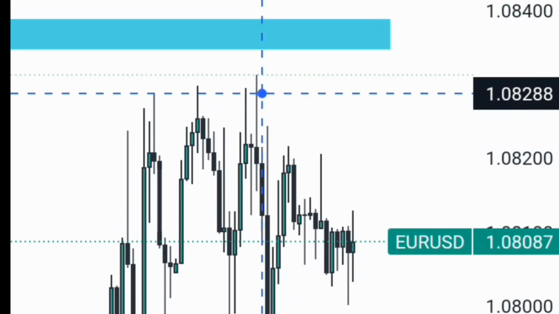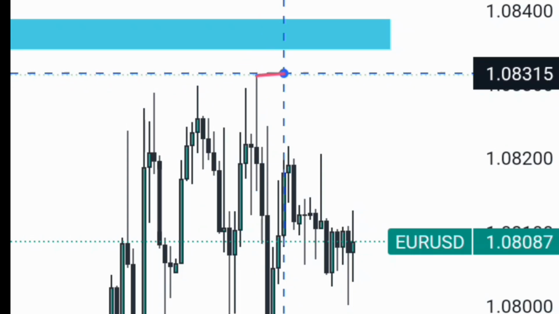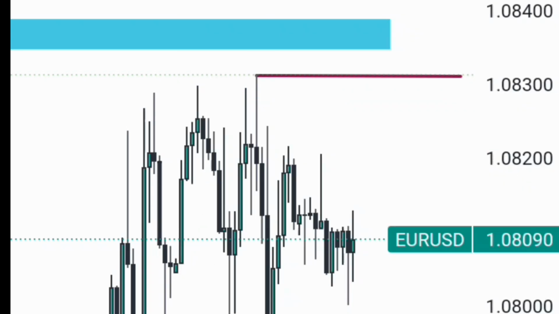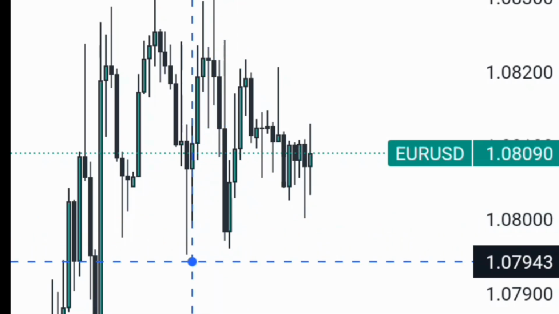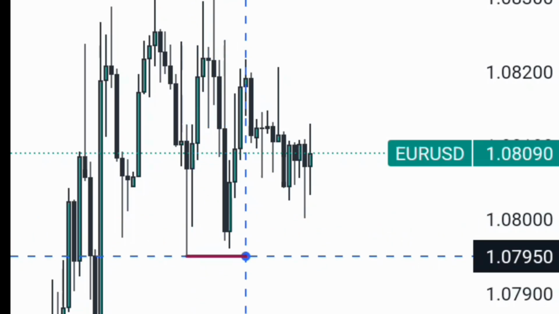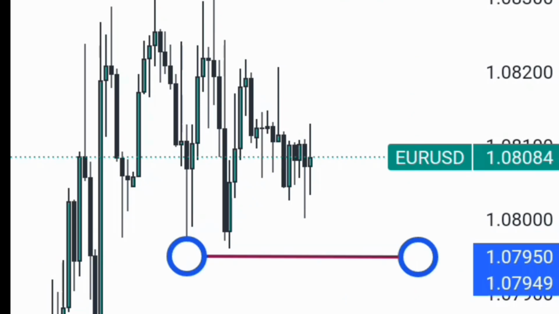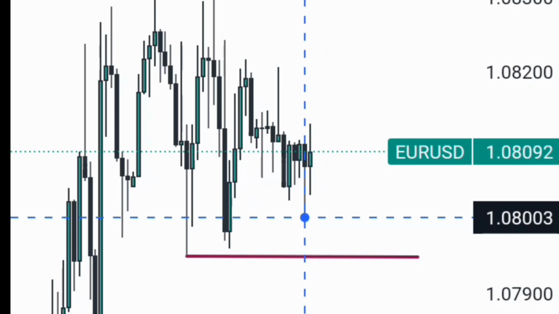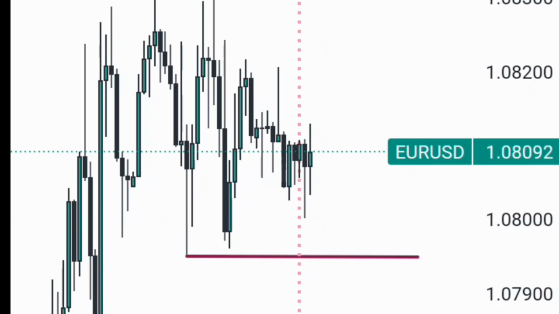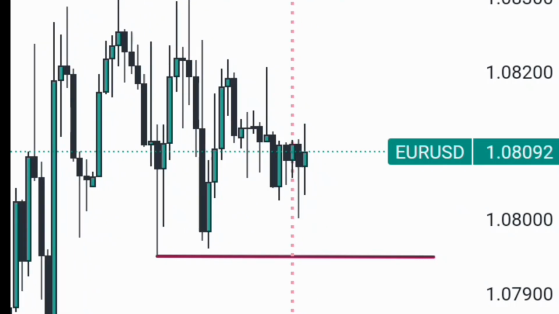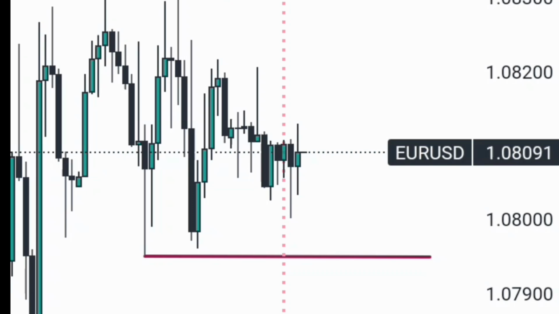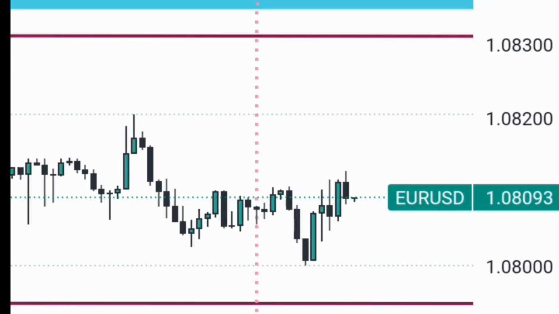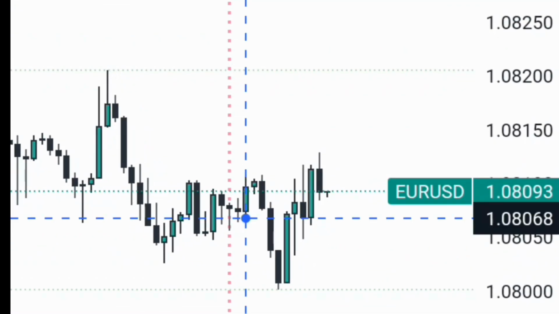Here is our buy side liquidity. There is our buy side liquidity. Here is our sell side liquidity. And let me mark the start of today. Today is a Tuesday. Down into our 15, you can see there's an order block here.